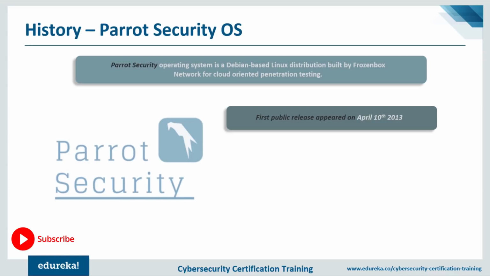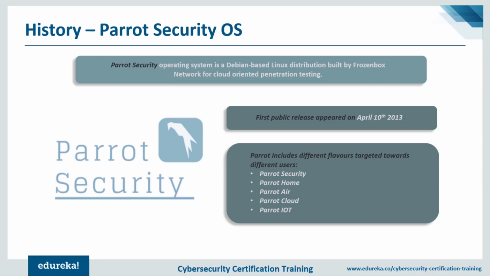So, moving on, since its release in 2013, Parrot has grown rapidly and currently offers many different flavors targeted towards different use cases. For example, like I said, we have Parrot Security. It's the original Parrot OS and is designed with penetration testing, forensics, hacking, development, and privacy in mind. Then you also have Parrot Home, which is targeted towards desktop users. It strips out the penetration testing packages and presents a nicely configured Debian environment.